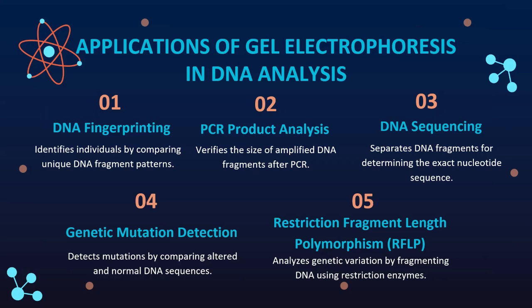And then we also have here the genetic mutation detection, which detects mutations by comparing the altered and normal DNA sequences. Again, kapag mutation, merong disorder na dun sa gene or DNA. And then lastly, we have here the restriction fragment length polymorphism, or the RFLP. So that analyzes genetic variations by fragmenting DNA using a restriction enzyme. Okay, so do you have any questions po?